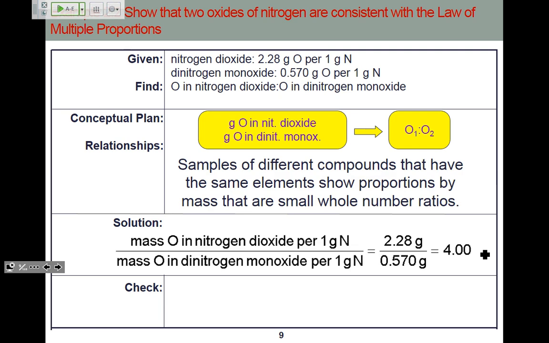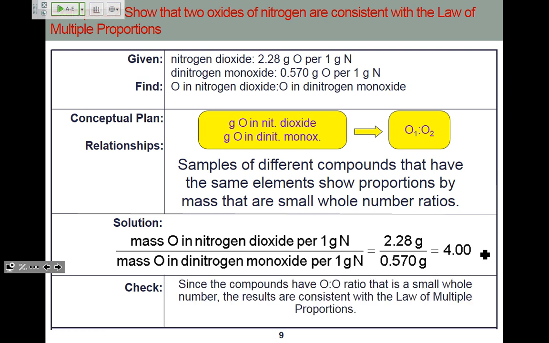So we can take that 2.28 grams of nitrogen dioxide per 1 gram of nitrogen, and our mass of oxygen in dinitrogen monoxide per 1 gram of nitrogen, which is 0.570 grams, and we see that comes out to 4, and that's a whole number, so that's in agreement with our ratio. So that's just showing that that law is consistent, or that this experimental determination is consistent.